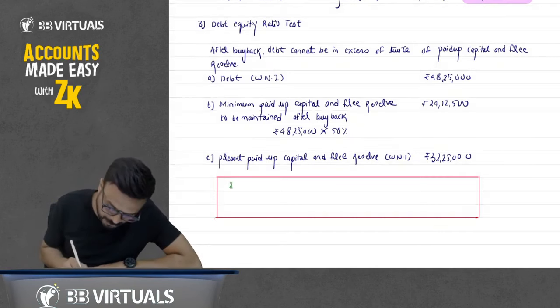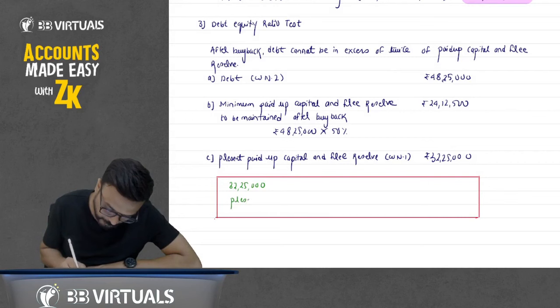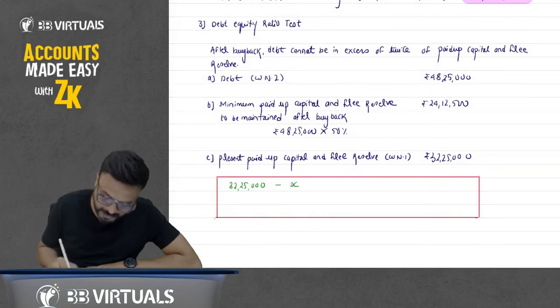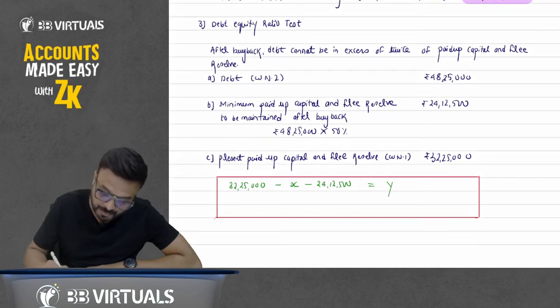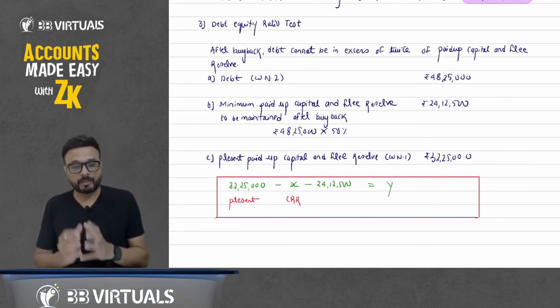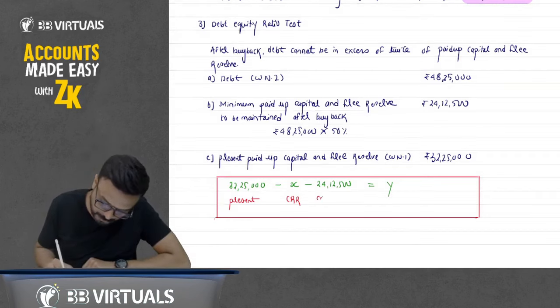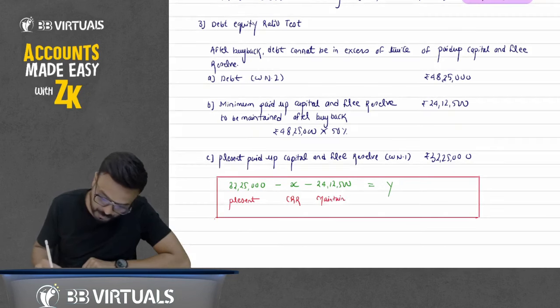Okay. Existing paid up capital and free reserve is 32,25,000. Out of this 32,25,000, some will be transferred to CRR. To CRR, I call it X. And some should be maintained, minimum 24,12,500, and the remaining I can utilize for the purpose of buyback. So out of 32,25,000, some amount will be maintained in the form of CRR, some will be maintained as paid up capital and free reserve, and the remaining can be utilized for buyback.